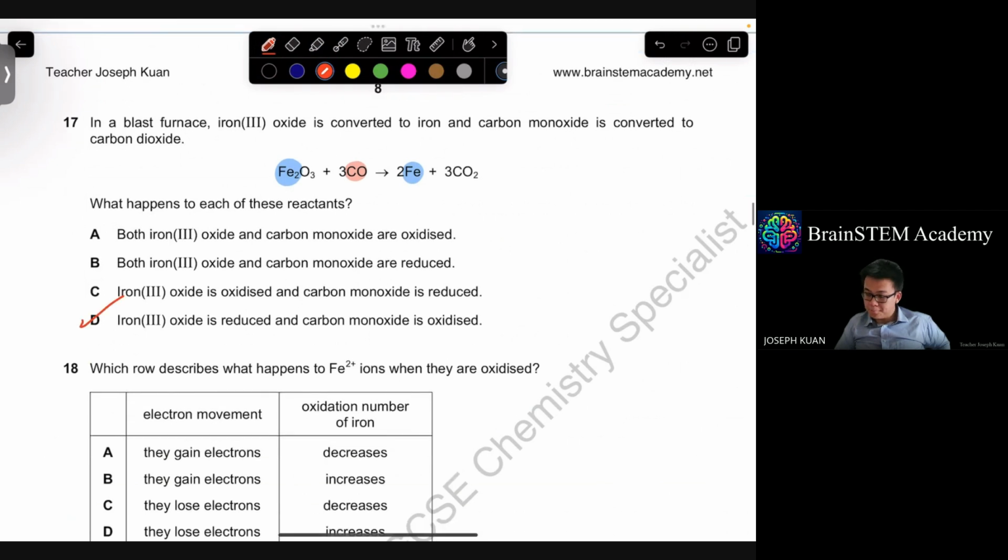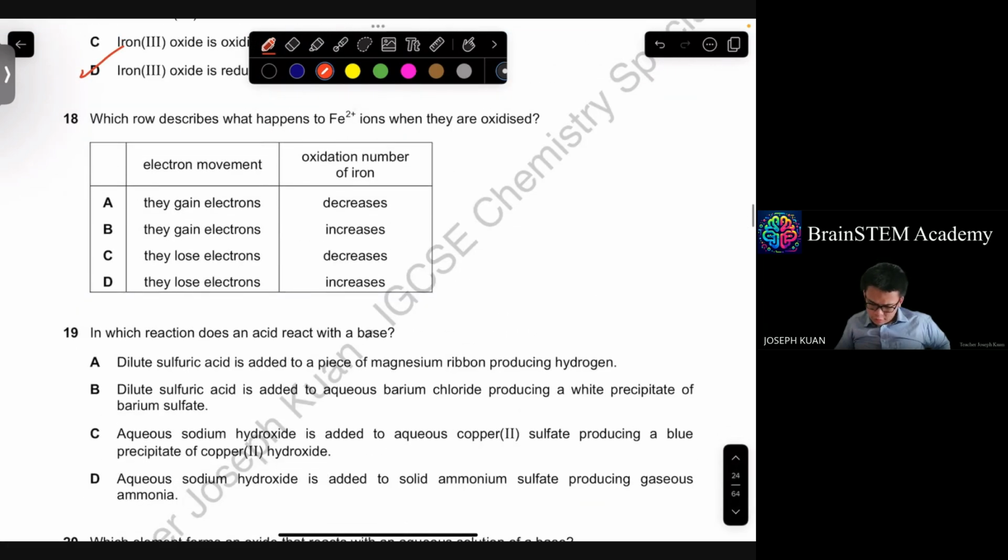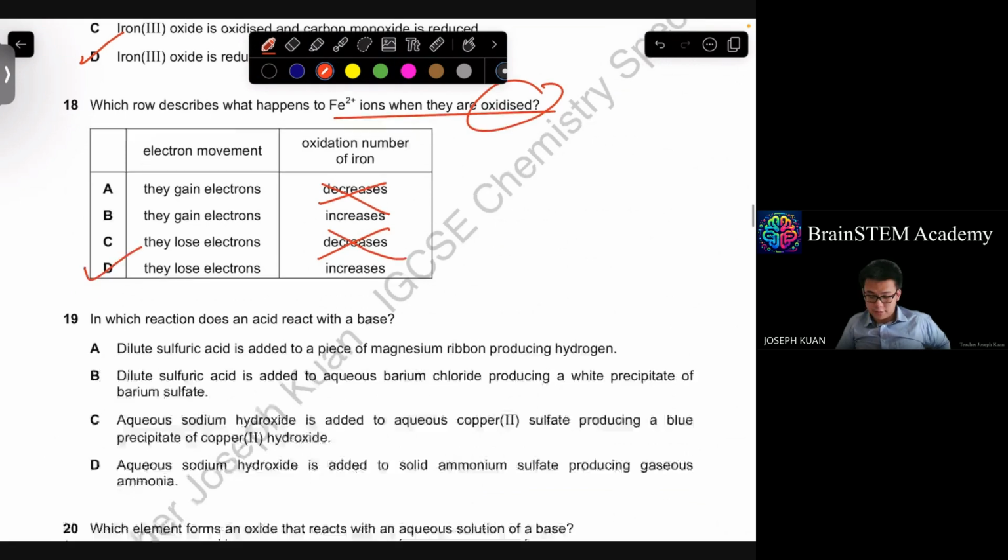So D is the answer. Moving on, which row describes what happens to Fe2+ ions when they are oxidized? Given that they are experiencing oxidation, they should experience an increase in oxidation number, but they should lose electrons. So D is the answer.